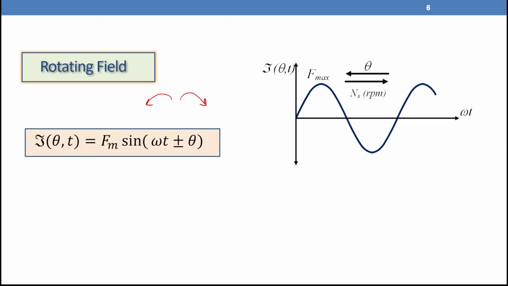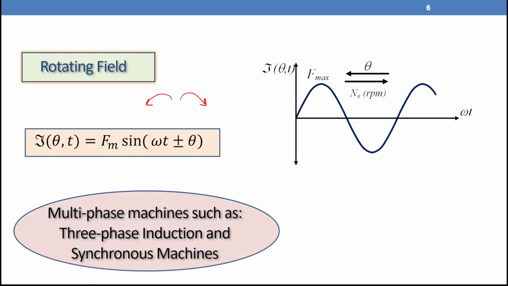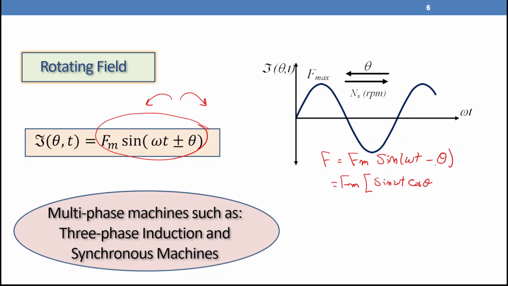This field is suitable for three-phase induction motors and three-phase synchronous machines, but I need you to look at this function here. Let me take that one: f equals F maximum sine of omega t minus theta. Using trigonometric functions, that can be written as F maximum sine omega t cosine theta minus cosine omega t sine theta. If you look, that one is a pulsating field, and that one is another pulsating field, and that one is a rotating field. So a rotating field can be constructed from pulsating fields and vice versa.